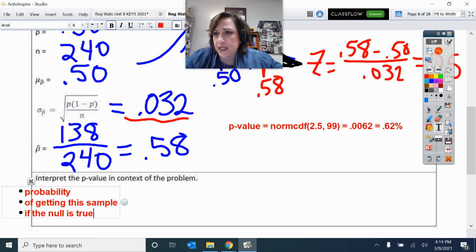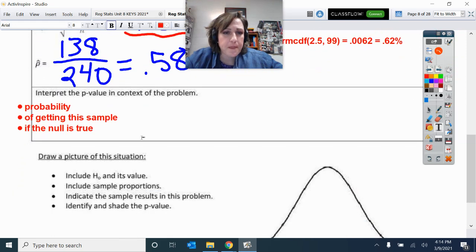Okay, so let's do this one in context. Probability. How do I say that? I'll do this in a different color. So probability, p-value 0.62%. Not very likely. There is a 0.62% chance. Wow, not very likely.